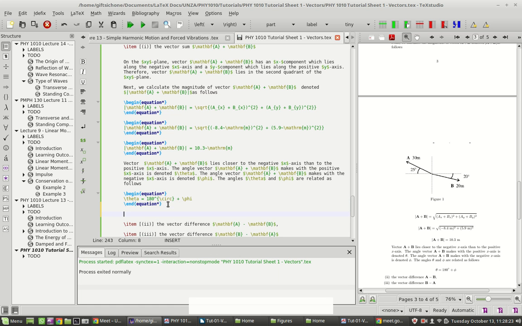If your vector is not in the first quadrant, if it is in the second, third or fourth quadrant, you always have to work out the angle phi. We calculate, work out phi.